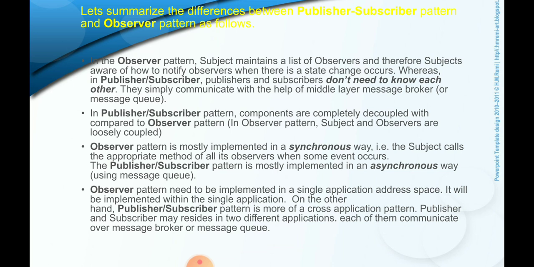The observer pattern is mostly implemented in a synchronous way. The subject calls the appropriate methods of all its observers when some event occurs. The publisher subscriber pattern is mostly implemented in an asynchronous way using a message queue. The observer pattern needs to be implemented in a single application's address space. It will be implemented within a single application. On the other hand, the publisher subscriber pattern is more of a cross-application pattern. Publisher and subscriber may reside in two different applications. Each of them communicates over a message broker or a message queue.